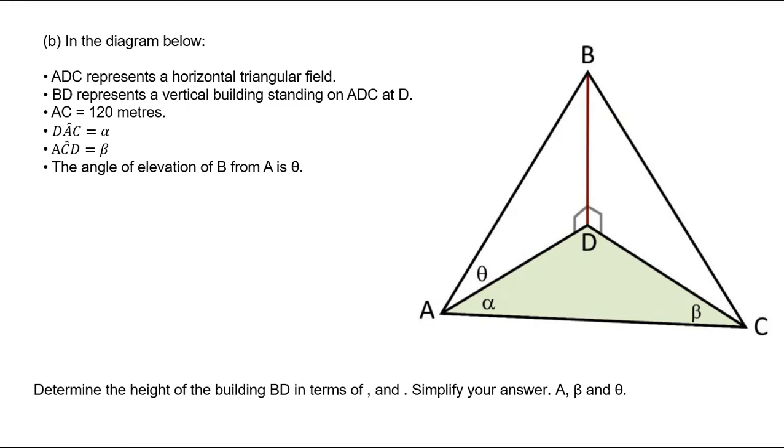In the diagram below, we've got ADC, which represents a horizontal triangular field. When they talk about a horizontal triangular field, I just want you to look at the room that you're in right now. So the floor will be the horizontal plane, okay? And they said BD represents a vertical building standing on ADC at D.